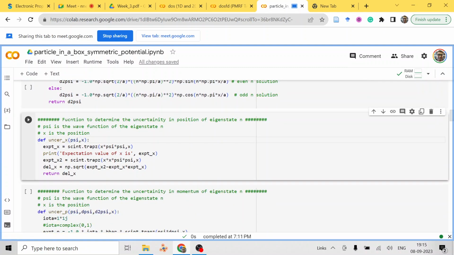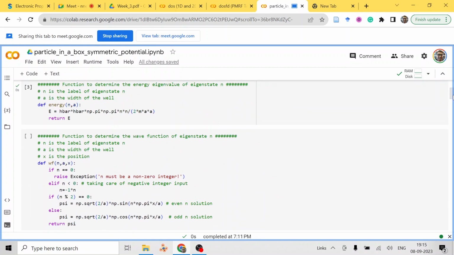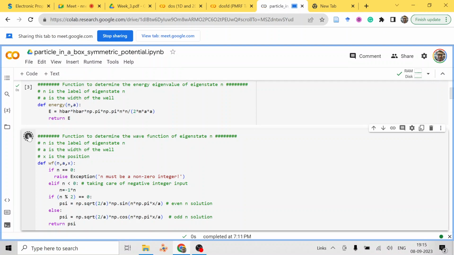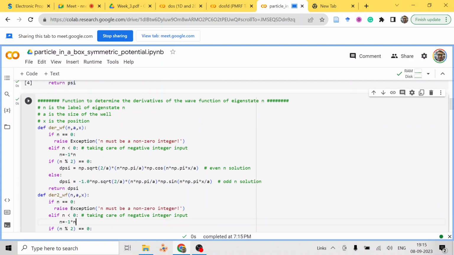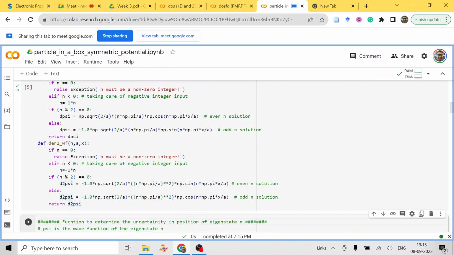Then next is, okay, again I made a mistake. You have to run each cell each time. I was not running this cell. Alright, so this is the wave function. Let me run this cell as well. So this is the function to determine the derivatives of the wave function.